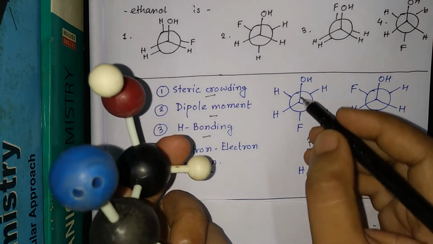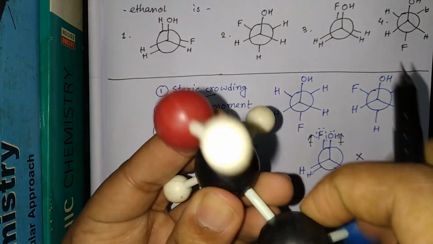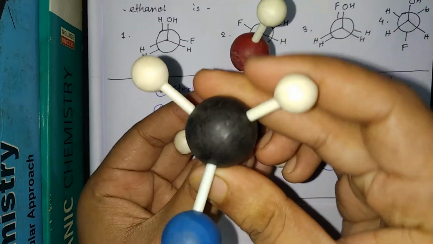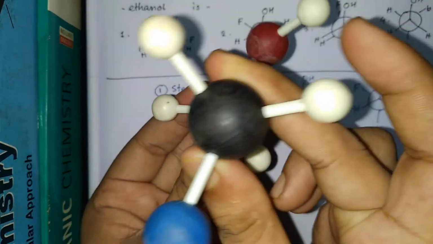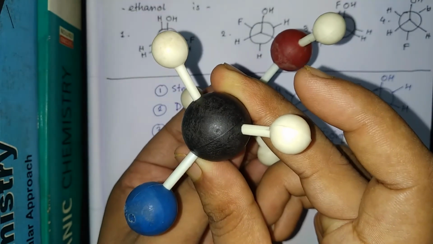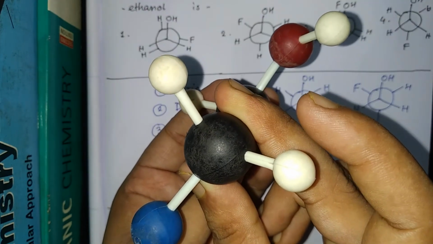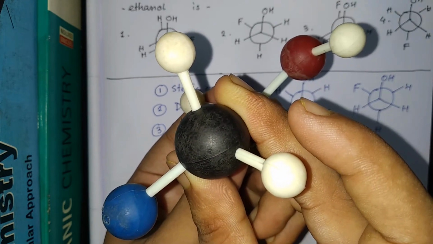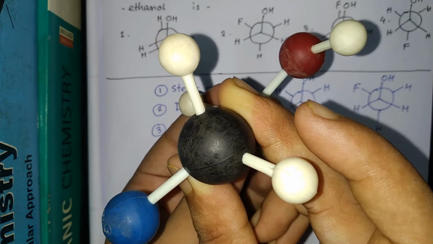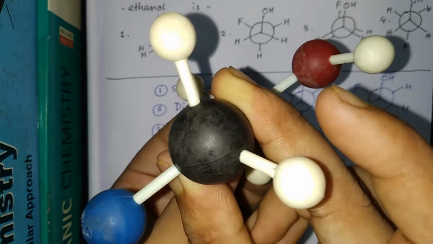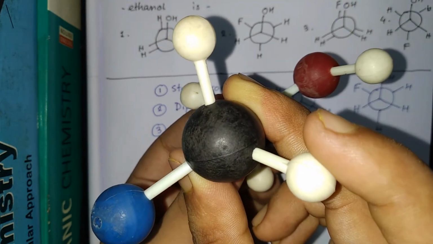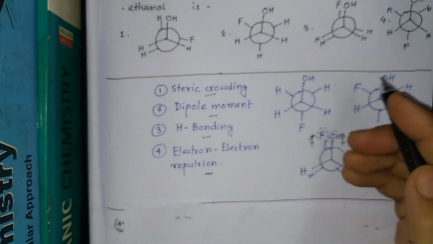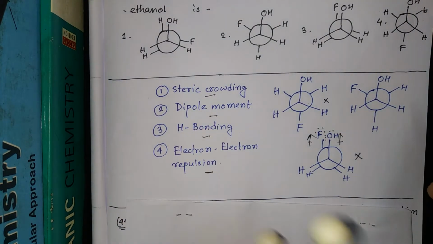Okay. And this one is quite stable because it is an anti-conformation, where the OH and the fluorine are on opposite sides. In this case, the dipole moment is less, and there is no electron-electron repulsion or steric repulsion. But there is no hydrogen bonding, so this conformation does not get hydrogen bonding stability, and hence it is also not the most stable conformation.